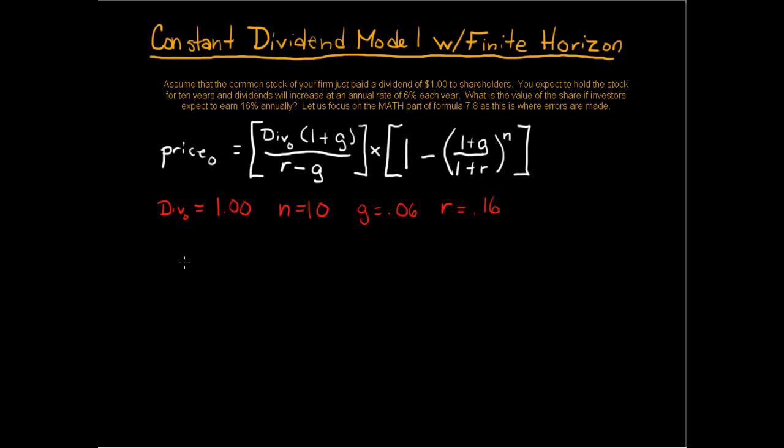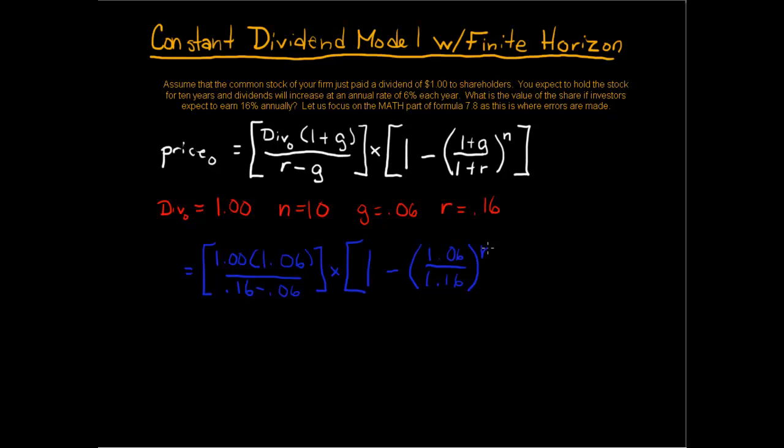So what we want to do is go through and substitute this into our particular formulas. I'm going to start here with $1 times 1 plus G, which is 1.06, over 0.16 minus 0.06, times 1 minus, and then in parentheses we have 1.06 over 1.16, 1 plus G and 1 plus R, raised to the nth power. Now this is where the error typically occurs, in this last piece.